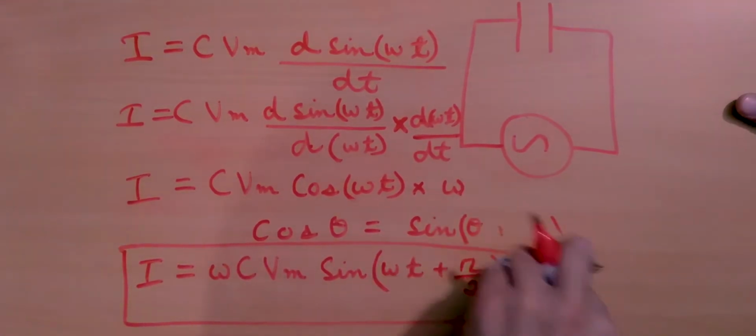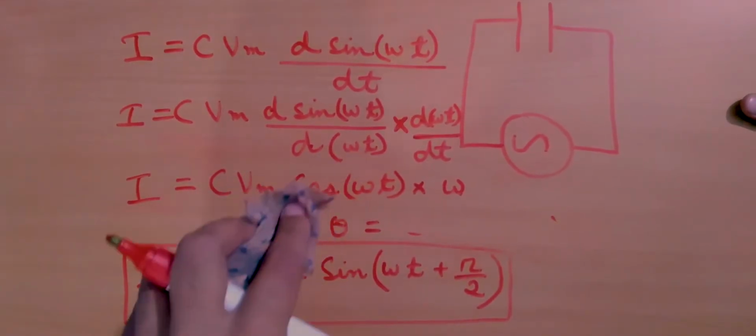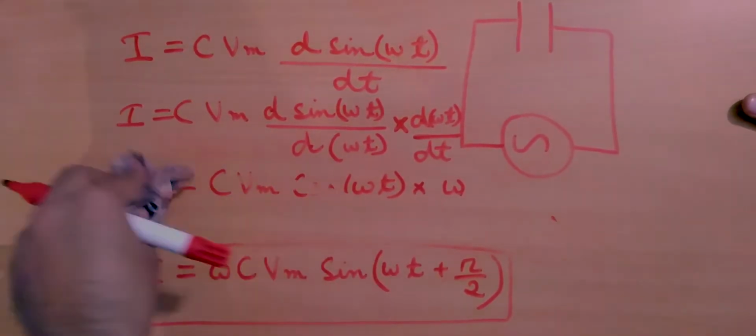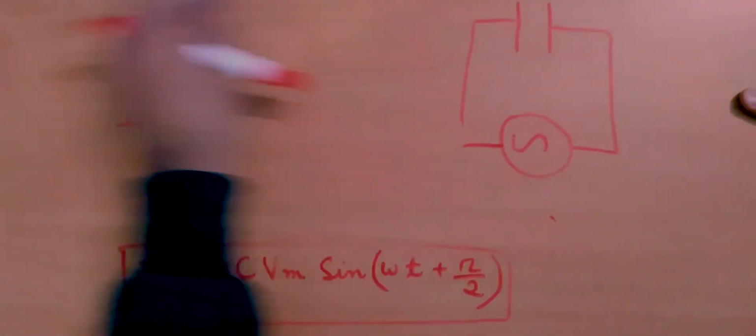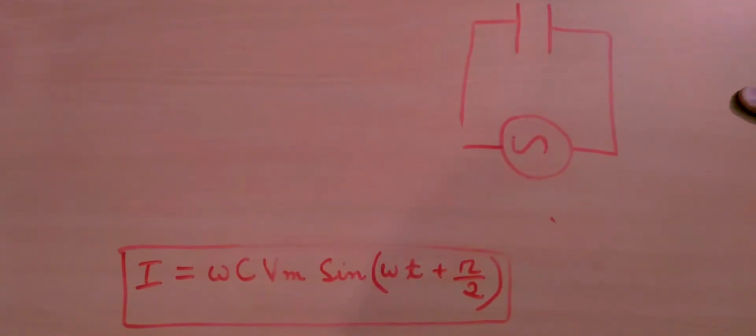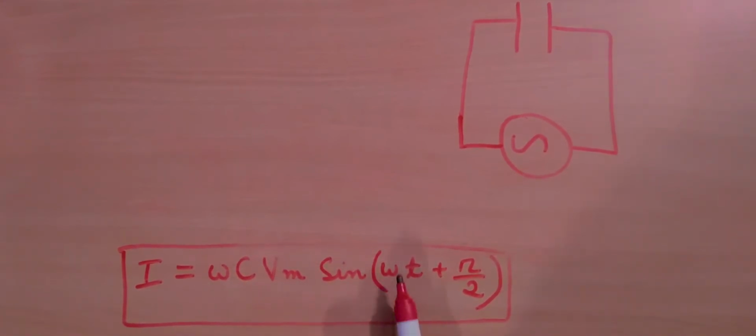Let me remove everything else, just to make it a bit less messy. Now I've got my expression for current, which I'll put here: I equals omega C Vm sine of omega t plus pi by 2. So that is my expression for the current at any point in time.